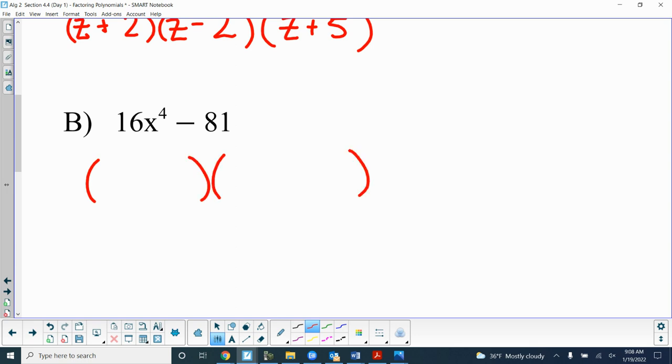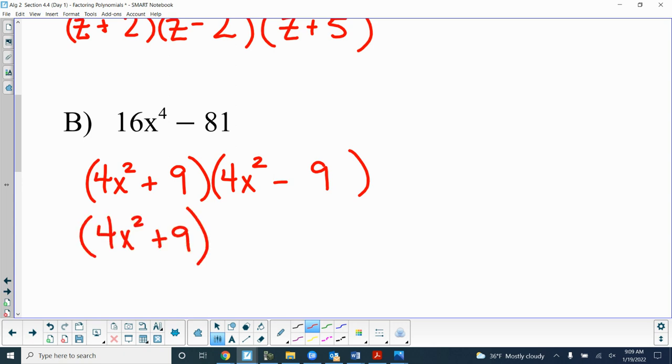What's the square root of the first term? X squared, right? What's the square root of the 81? 9. Then what? Plus or minus. Is that factored completely? No. Which one's not completed? Not the first one, just the difference. Can you go any further with the sum? No. So it stays the same.